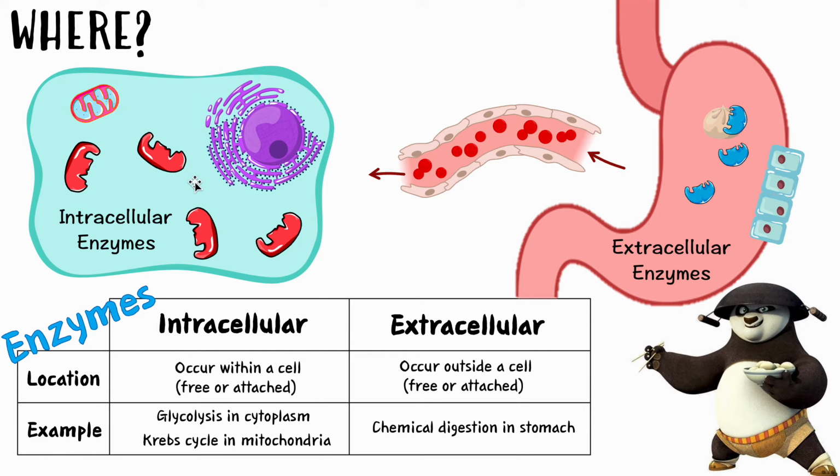cytoplasm. So the reason why I'm telling you this is because we have to give you an example of where these intracellular enzymes can be. So they can be in the cytoplasm, and one purpose of them could be glycolysis, which is one of the steps of cell respiration. Another example of intracellular enzymes can be inside organelles, as I said. For example, in the Krebs cycle. You know the Krebs cycle, that's a later step.